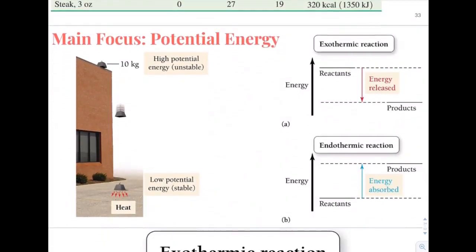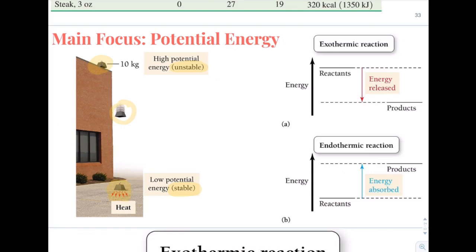Alright, so we're going to focus mainly right now on potential energy. Potential energy is that stored energy. For example, this weight has a high potential energy, and I want you to think of high potential energy as being unstable, and low potential energy as being very stable. So the weight up here at the top is not very stable. It's got some kinetic energy here, but then it's hitting the ground and it's got a lower potential energy, so this is more stable.